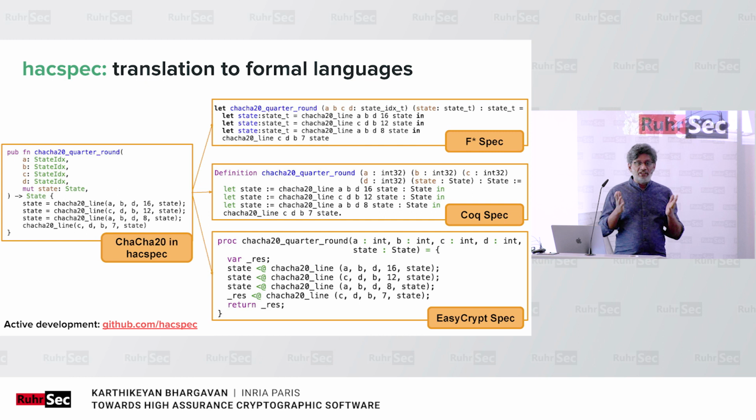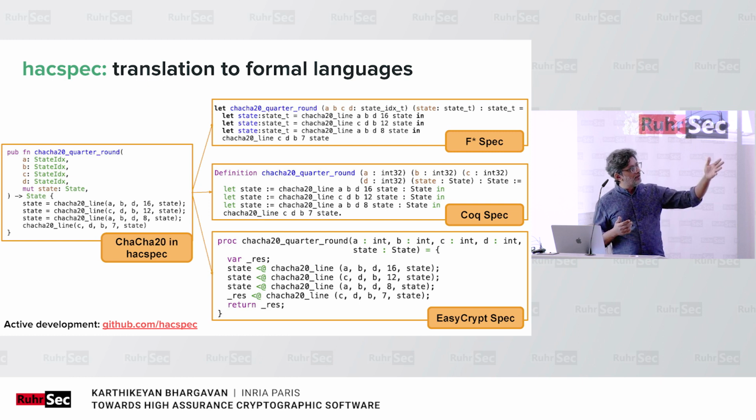And of course, what you can do is press a button, and from HackSpec, you can get out F-star, Coq, and EasyCrypt. In the future, maybe more languages. So not all of these translations are perfectly working, but they work for this example, and a few more. And hopefully they will, because there are three different teams.